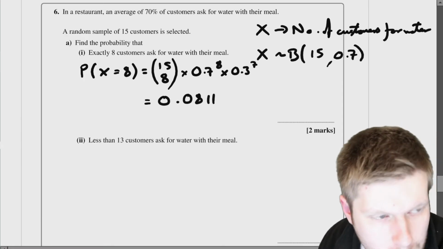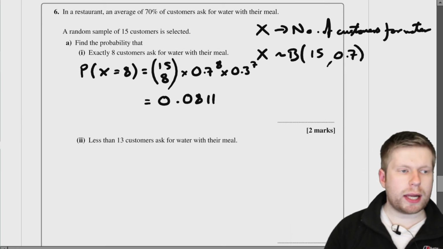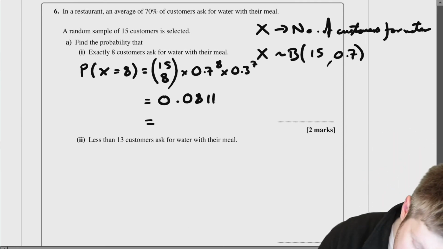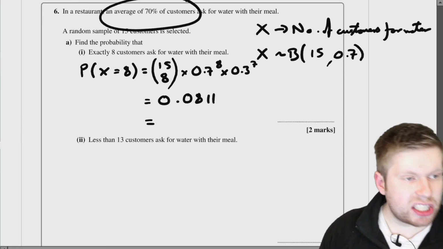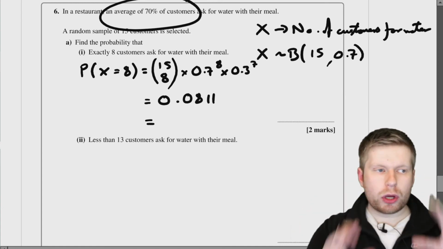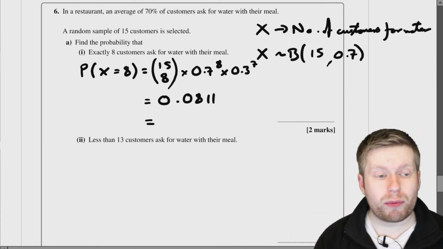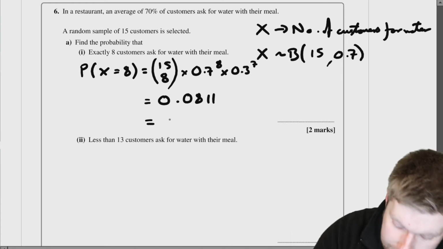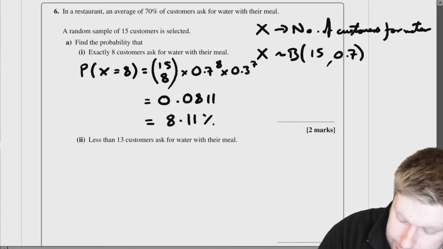Good practice, always write probabilities when you're working with them to 4 decimal places, and then you can always write them as a percentage if you want as well. I am going to write it as a percentage, it's more meaningful, and also my probability to start off with has also been written as a percentage as well. So this is going to be 8.11%, okay?